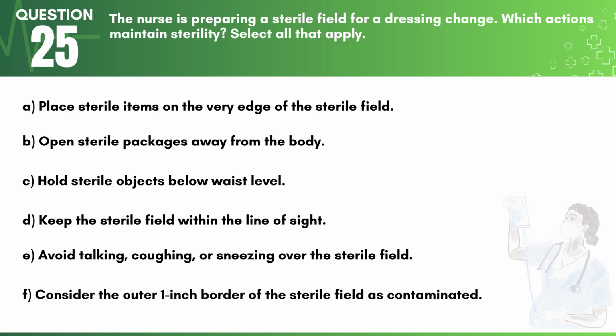Question 25. The nurse is preparing a sterile field for a dressing change. Which actions maintain sterility? Select all that apply. A. Place sterile items on the very edge of the sterile field. B. Open sterile packages away from the body. C. Hold sterile objects below waist level.